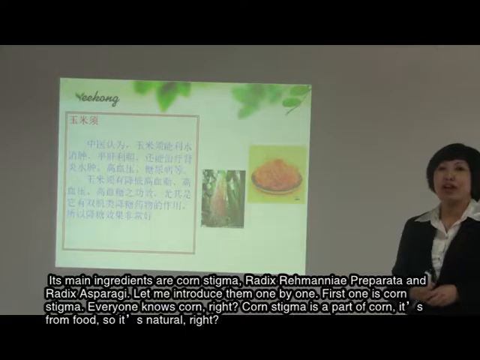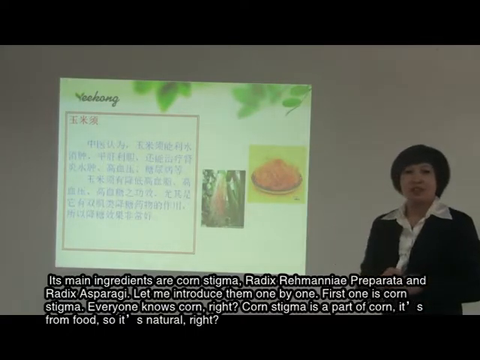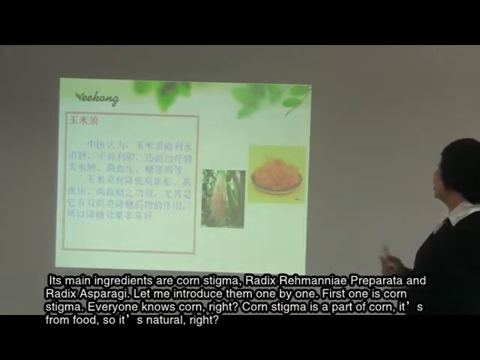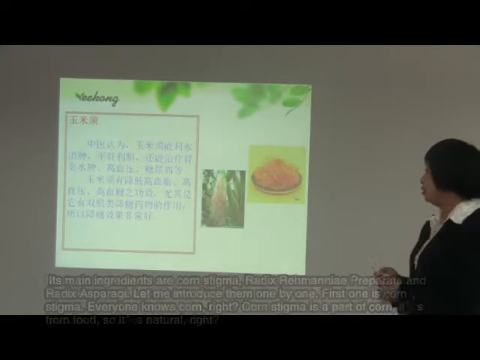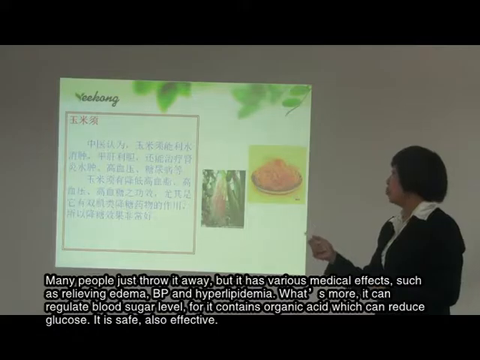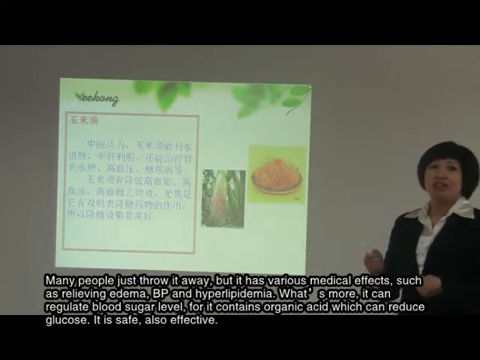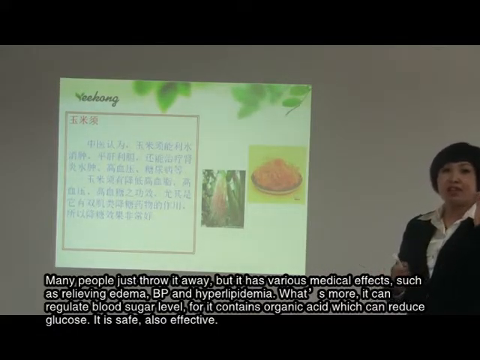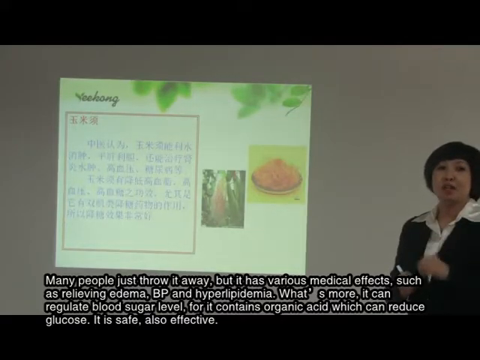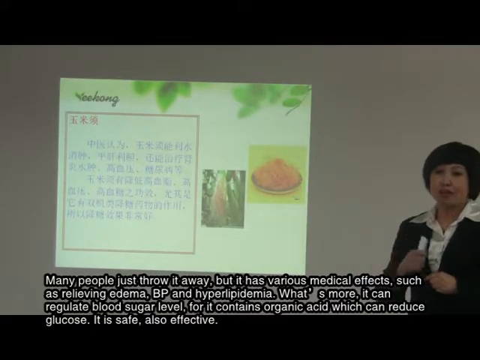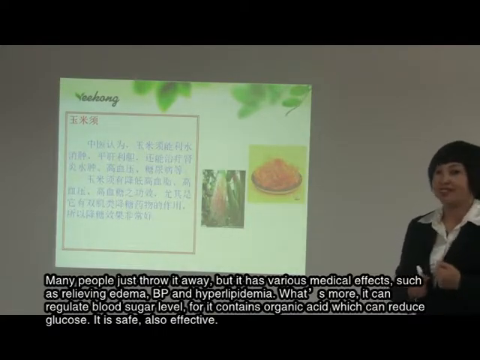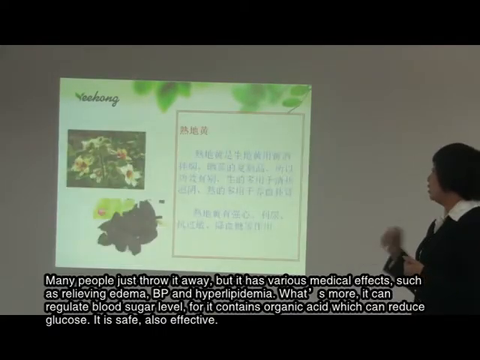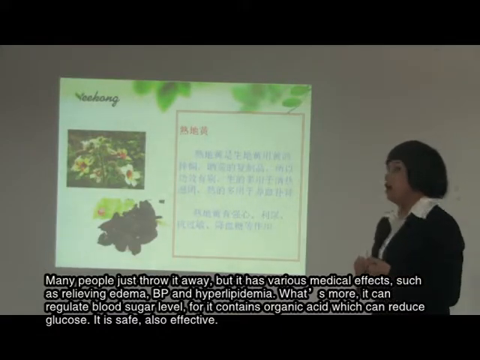First one is corn stigma. Everyone knows corn, right? Corn stigma is part of corn. It's from food, so it's natural, right? Many people just throw it away, but it has various medical effects, such as relieving edema, BP, and hyperlipidemia. What's more, it can regulate blood sugar level, for it contains organic acid which can reduce glucose. It is safe, also effective.